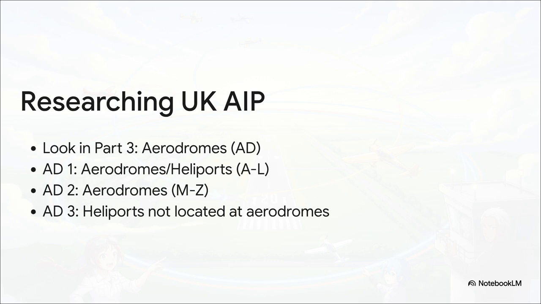Well, you've got to do your homework. You have to look up your destination in the UK AIP, the Aeronautical Information Publication. Specifically, you're going to want Part 3, which covers aerodromes, and they split it alphabetically to make it super easy. AD 2.1 covers aerodromes starting with A through L, AD 2.2 covers M through Z, and AD 3 is for heliports that aren't located at standard aerodromes. This is exactly where you're going to find those golden nuggets of information that make your overhead join smooth and completely legal.